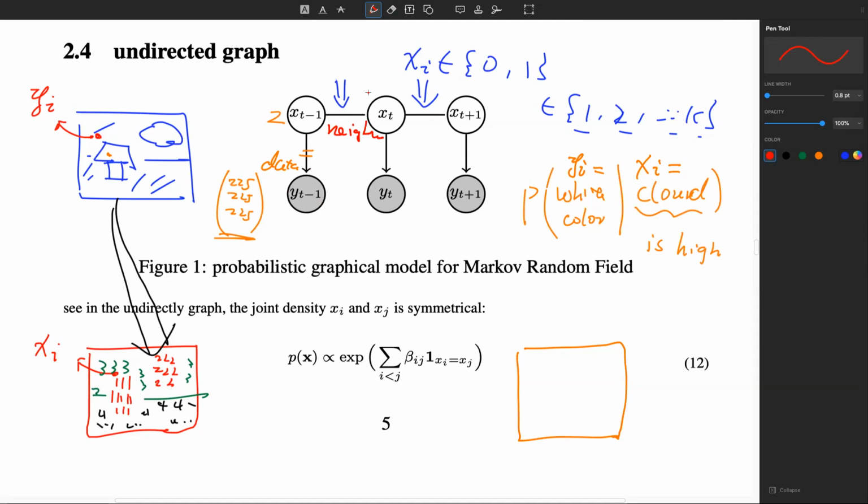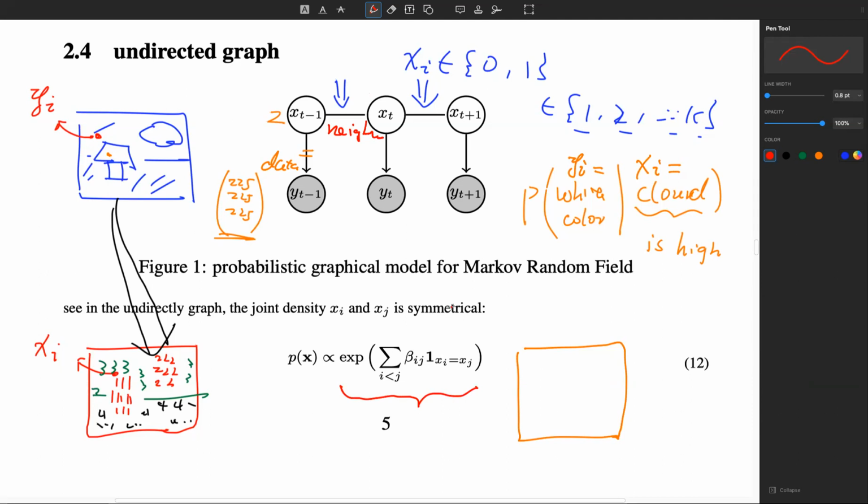Another way to say it is that the probabilities of the two directions are symmetrical. Which means that if you swap one with the other, the conditional density looks exactly the same. So here you go, you have something like this. This is the energy between the two. That's what we typically specify for a Markov random field: we specify a symmetric energy rather than a conditional density.